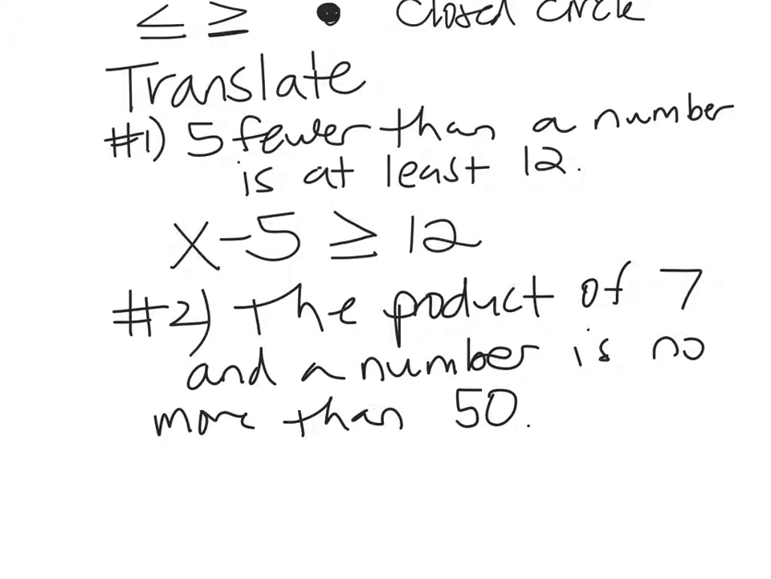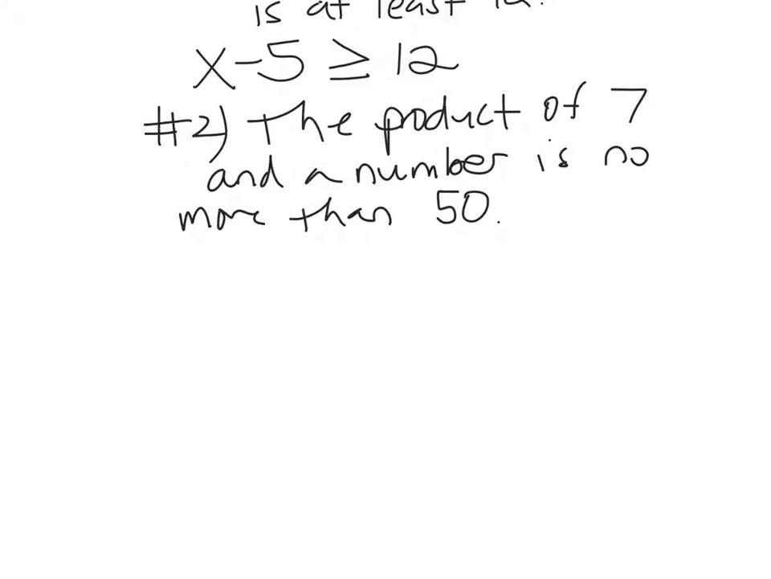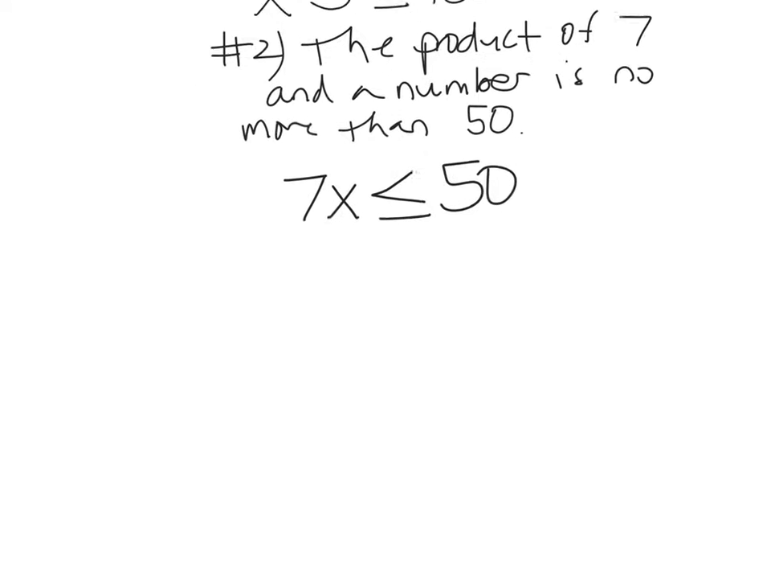Yep. The product of 7 and a number is no more than 50. I actually got this one wrong yesterday, and then my class convinced me that I was wrong, and they were right. It's funny because I had the right answer on my paper, but I just wrote it down wrong. The product of 7 and a number means 7 times X. Is no more than 50. So what's the sign? Yes, you did it. I said less than yesterday, and they were like, no, it's less than or equal to, and they were right. No more than 50. All right, let's move on. So it's set. Yep, less than or equal to.